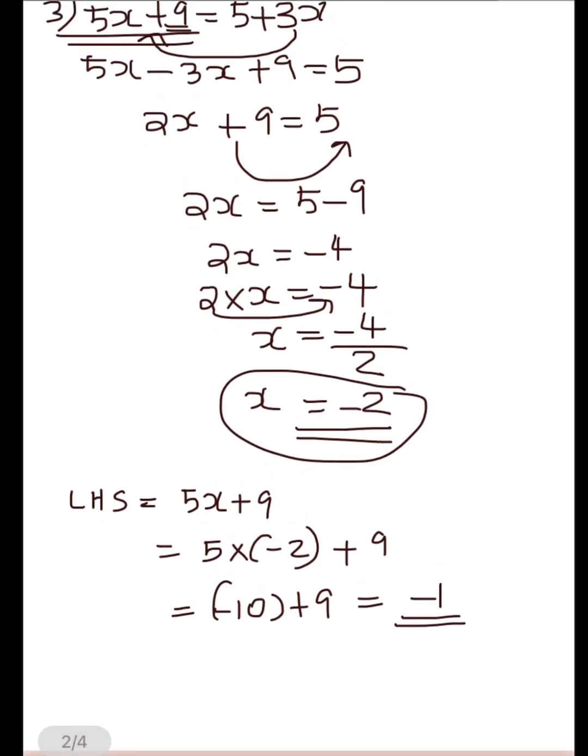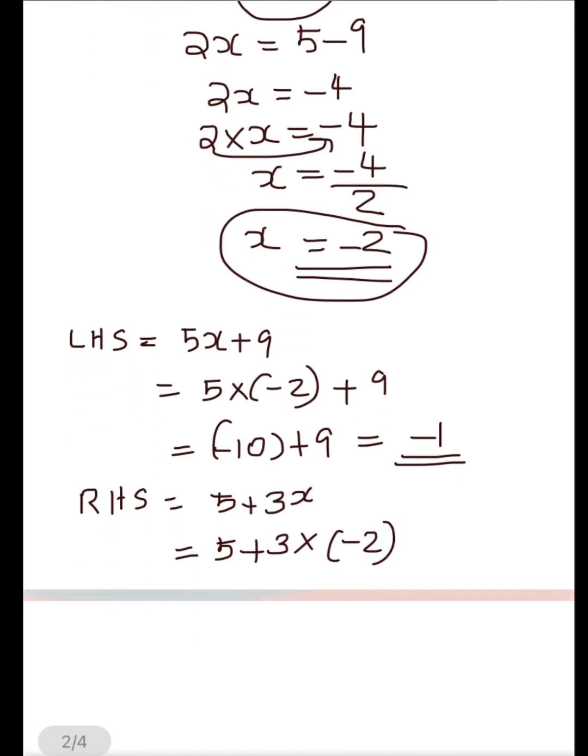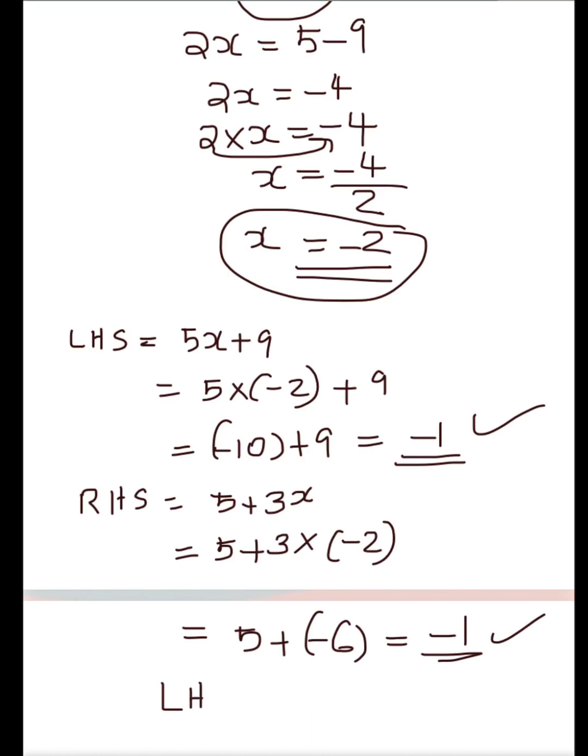Now let's check RHS. What is RHS? RHS is equal to 5 plus 3x. Now 5 plus 3 into what is x? Minus 2. So what is 5 plus 3 into minus 2? What is 3 into minus 2? It's minus 6. So 5 plus minus 6 is what? Minus 1. So you got LHS as minus 1 and RHS as minus 1. That means LHS is equal to RHS. So our answer is correct.